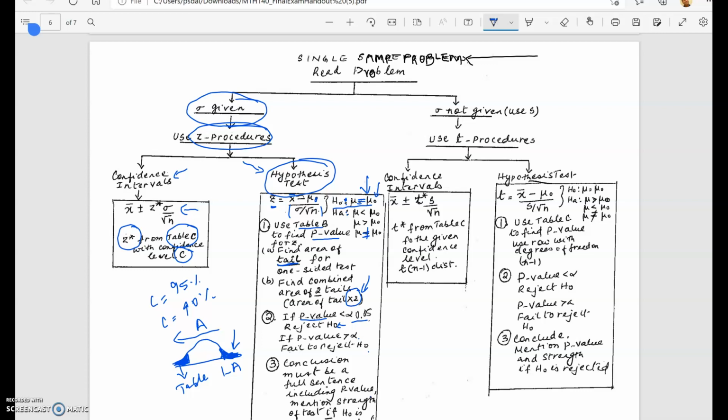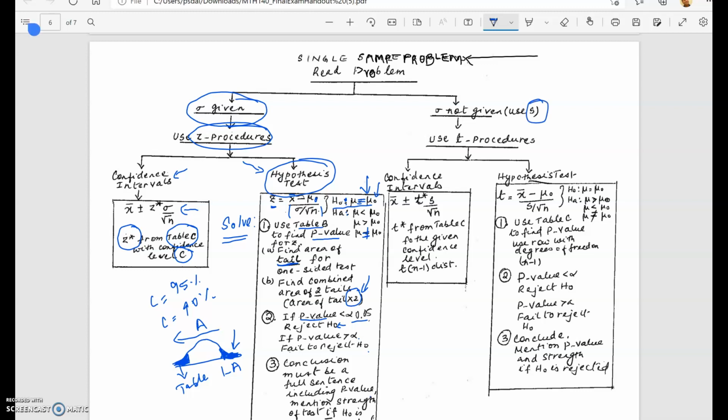If H0 is rejected, you need to mention the p-value in your conclusion. So these are basically covering the important parts of the solve step in the 4-step process. So this is how you do the solve part of the problem. Now if sigma is not given, we use S.